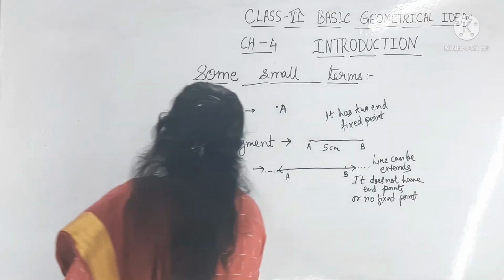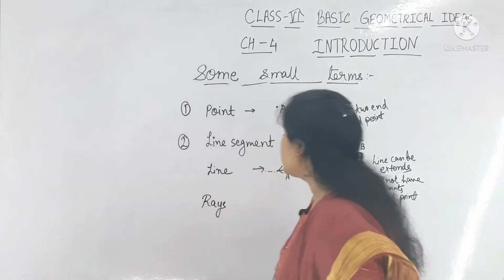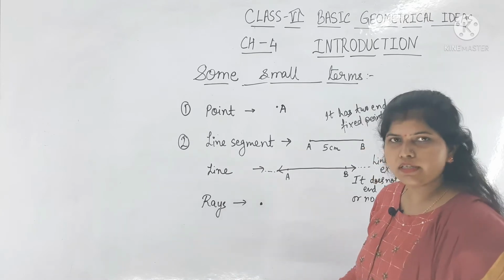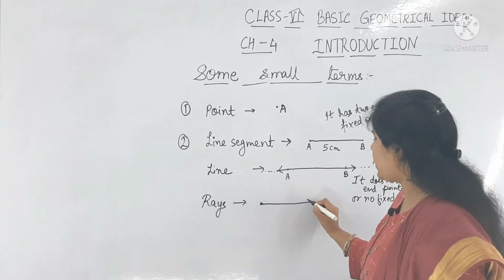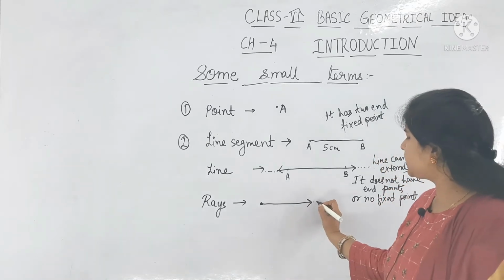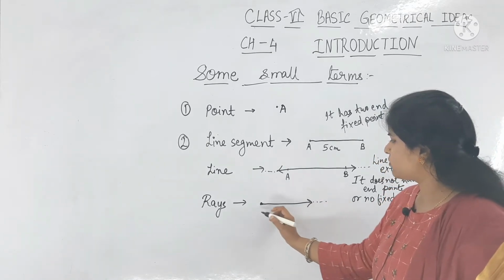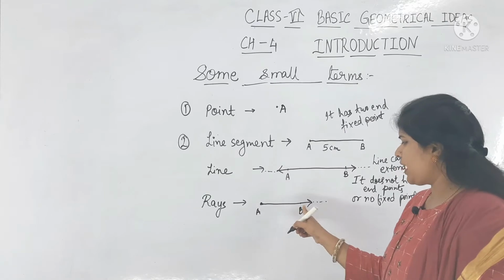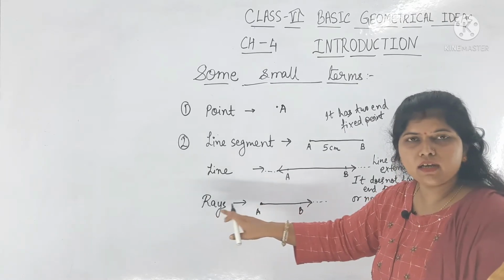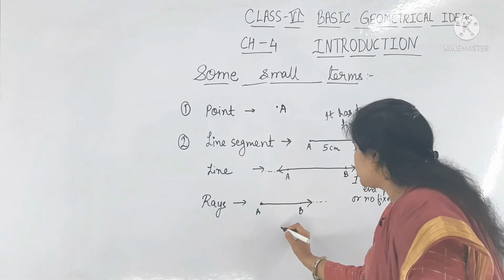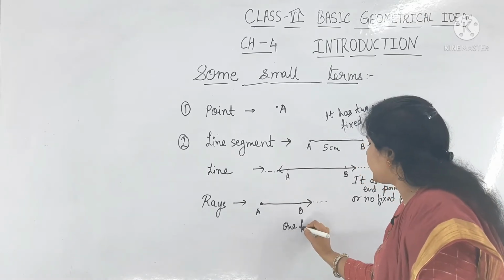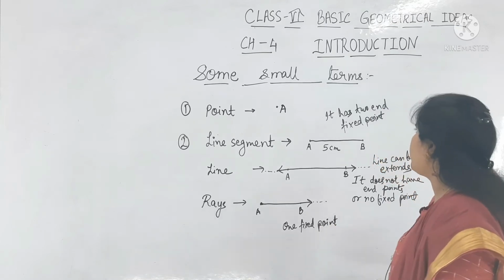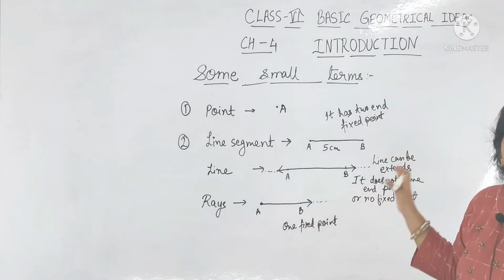Okay, number 3rd is rays. Okay, so a ray is like this: one fixed point is there and an arrow. Okay, it can be extended. So this is A and this is B. So the line towards B can be extended, but here it does not extend, it is a fixed point. So here one fixed point is there, and the other end can be extended.